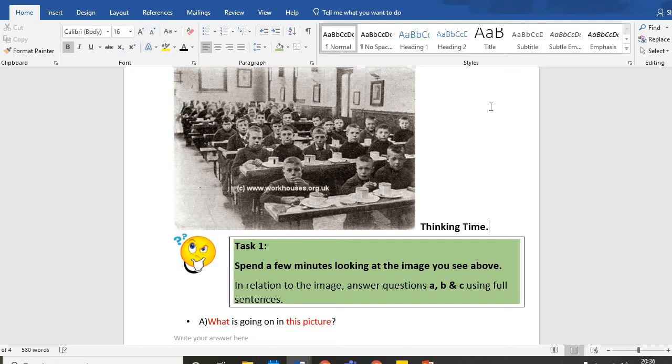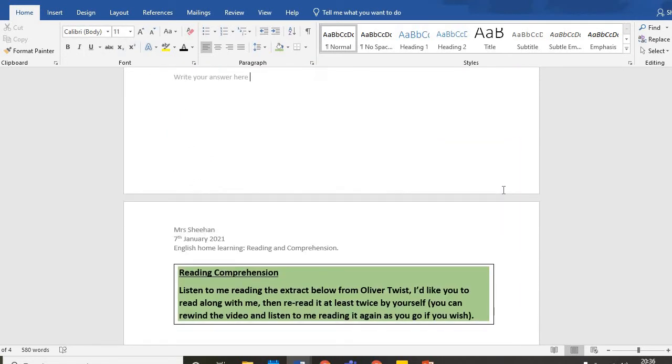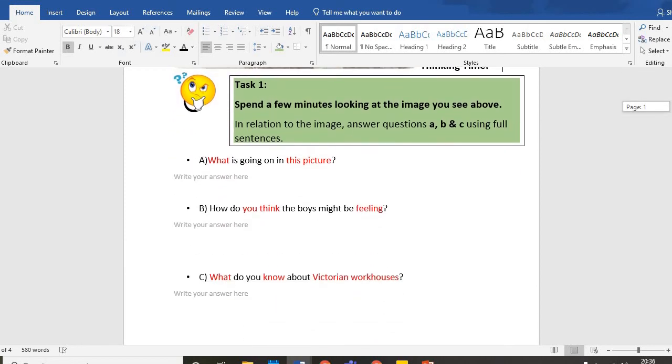And then once you feel that you've got a good grasp of what's happening in that picture, I'd like you to put task one in your books and then underneath write, question A, what is going on in this picture? I wouldn't necessarily write the whole question, I'd just put A. But then write in full sentences what it is that you think is happening in this picture. And then in full sentences, answer questions B and C. I'd pause the video while you do that. This should probably take you about 10 minutes maximum.